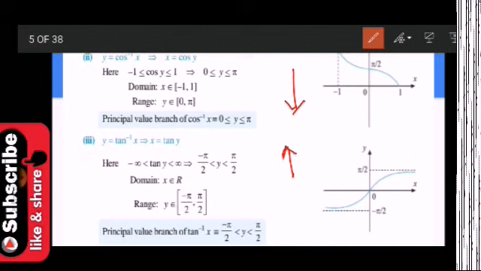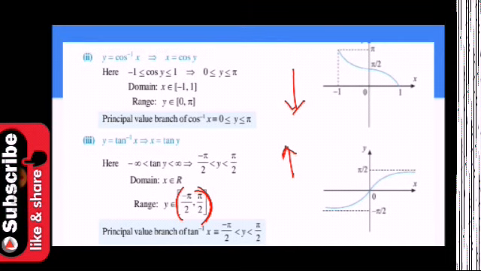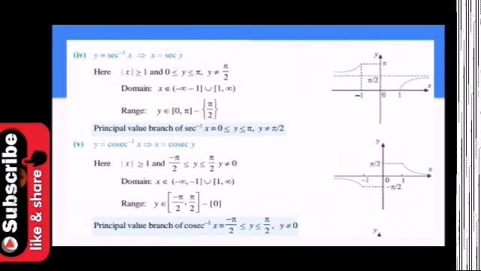Let me correct here. This is not a closed interval, this is an open interval, right? So y belongs to minus pi by 2 to plus pi by 2 because tan y lies between minus infinity to plus infinity. As you know, x belongs to all real numbers, so at infinity and minus infinity you have to put an open interval. Tan inverse x is increasing in nature. Okay, anyhow, y equals sec inverse x, so x equals sec y. Mod x is greater than or equal to 1, as this is the domain of sec inverse x. Its corresponding range is y belongs to 0 to pi, but excluding pi by 2.